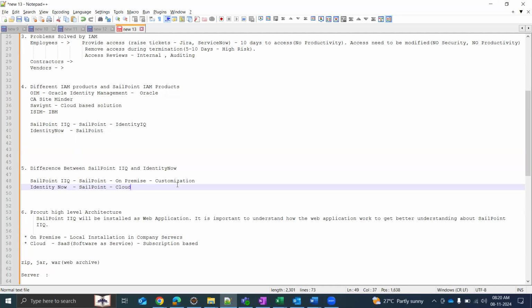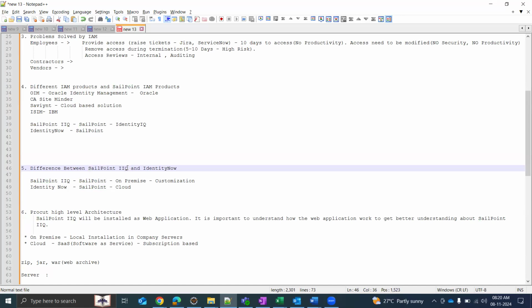And one another point to highlight is, between SailPoint IIQ and Identity Now, if we discuss the advantages and disadvantages, the advantage in SailPoint IIQ is that the implementers or developers have more options for customization. SailPoint IIQ is such a tool that we can completely develop a separate feature, and we have that level of control for its customization.